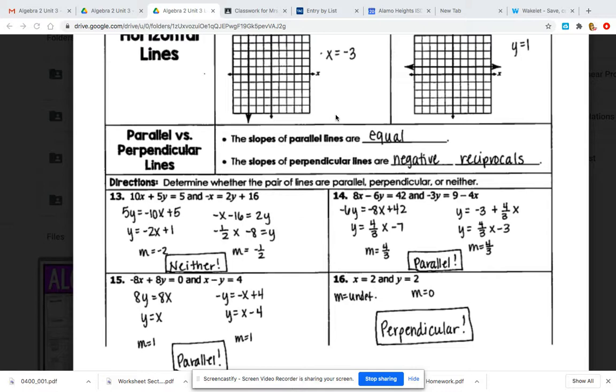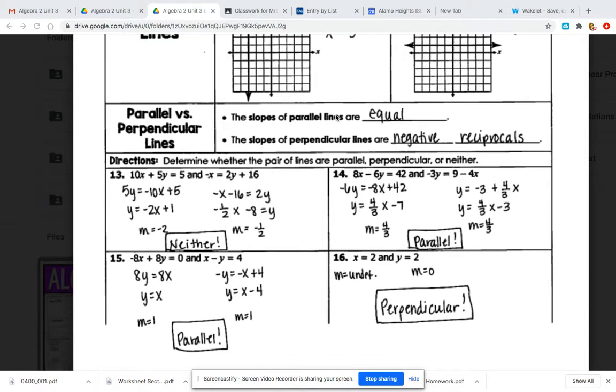So if you look at the examples below, we want to see, are they parallel, are they perpendicular, or are they neither? And so we have to rewrite the equations in slope-intercept form so that way we can see the slope. Just like in the previous section, we're going to move everything over so that y is by itself. We'll have y equals negative 2x plus 1. And so the slope for this equation is negative 2.